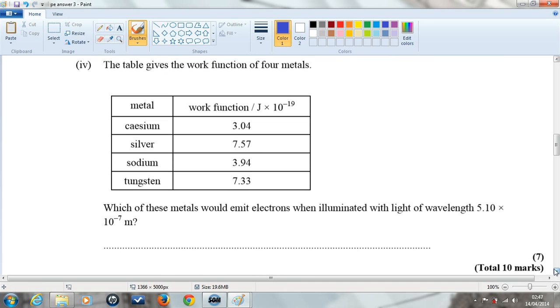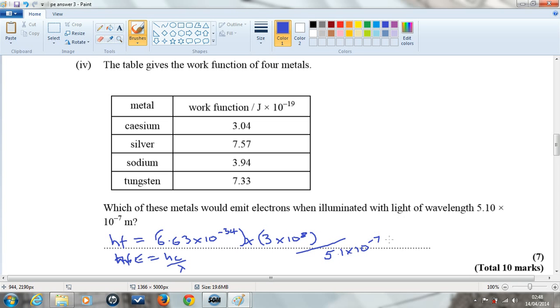Finally, I'm given 4 different metals with 4 different work functions, and I'm asked which of these would emit electrons when illuminated with light of this wavelength. So what I need to do is calculate the energy, hf, of the photon, which would be Planck's constant multiplied by the frequency, but in this case we are given the wavelength, so I'm actually going to use the equation E equals hc over lambda. So I've got Planck's constant times the speed of light, divided by 5.1 times 10 to the minus 7, the wavelength of my light. And when I type that in, I get an energy of about 3.1 times 10 to the minus 19 joules.